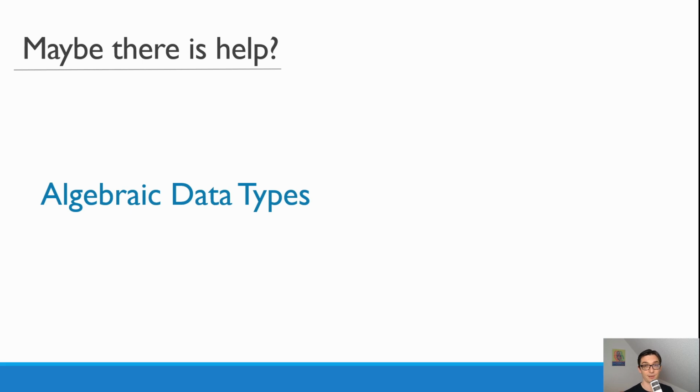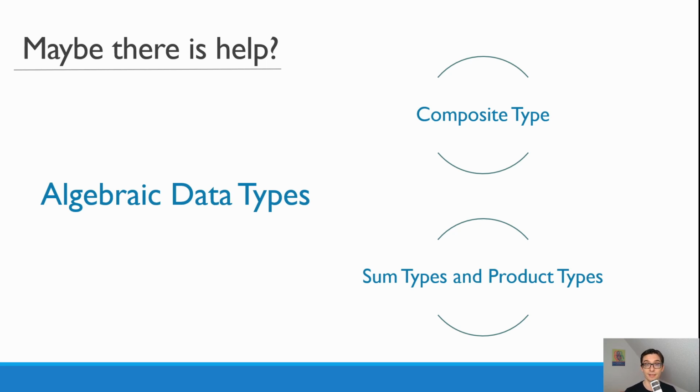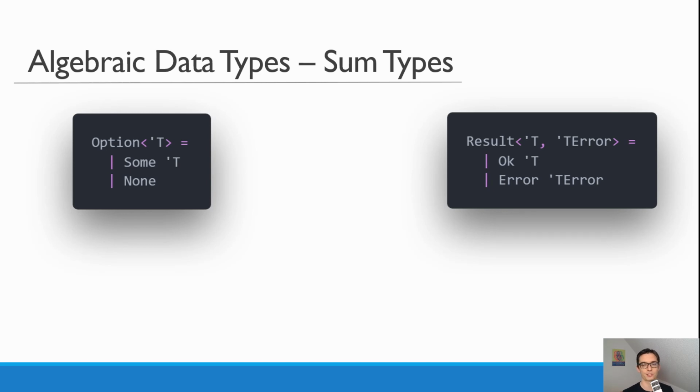What are algebraic data types? It's a mouthful. It sounds really complicated, but in the end, it's not. So first and foremost, algebraic data types are composite types. So these are types that consist of other types. And there are two kinds of algebraic data types, which are sum types and product types. And the types we are talking about in this video series are sum types. So what are sum types actually? Well, we have worked with them. Those are sum types. We have the option and we have the result. These are sum types, and I will explain why they are called sum types in a second.